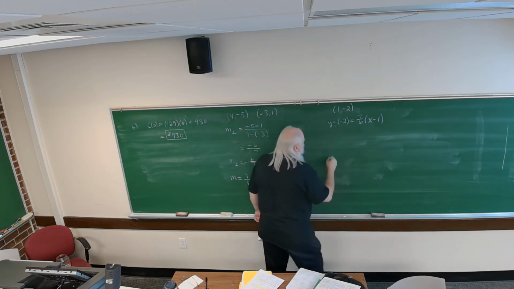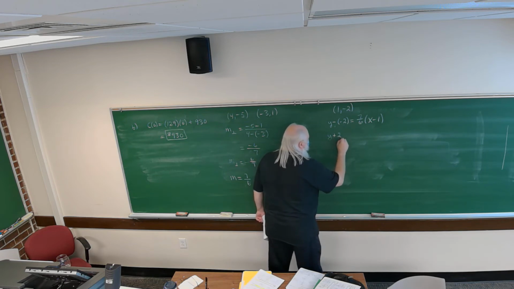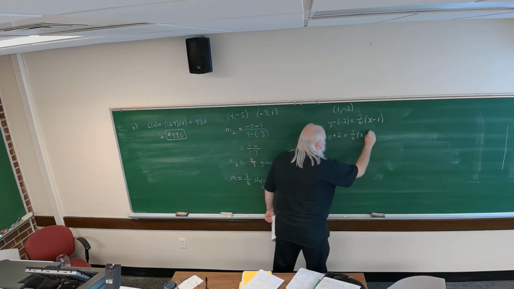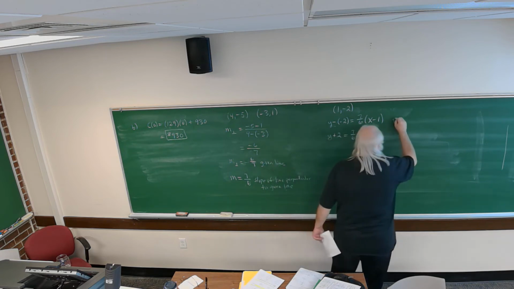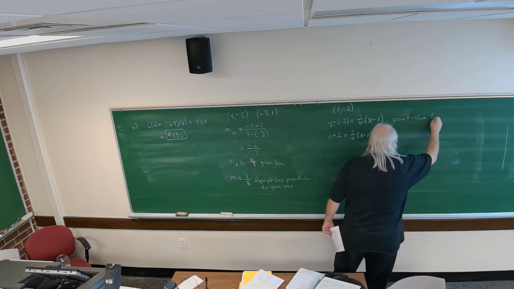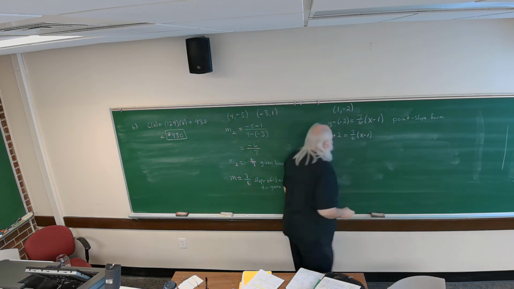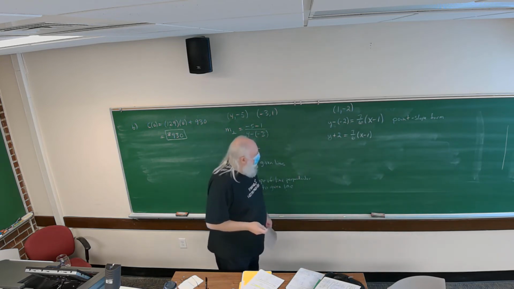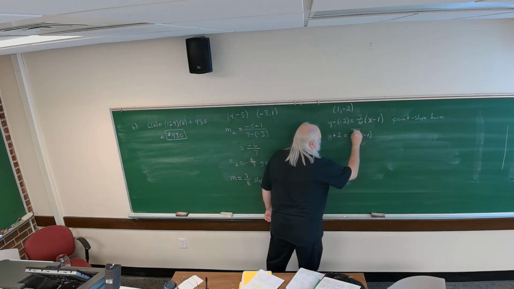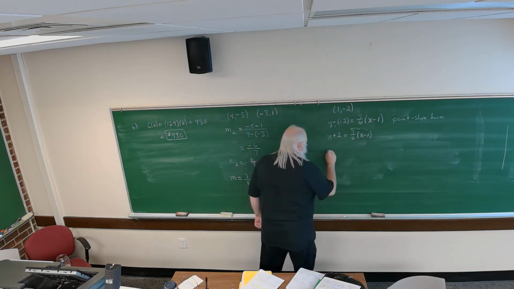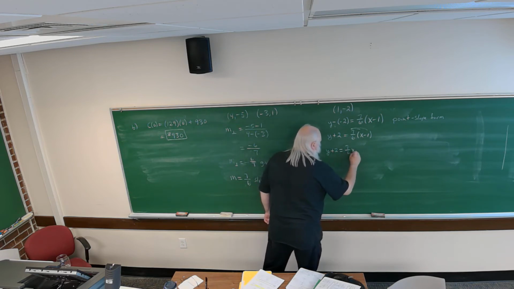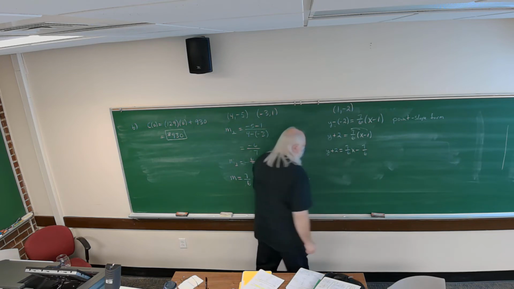Well, negative of negative 2, right, is equal to y plus 2. So let's make a note, this is point slope form for the equation of the line. And now we can distribute the 7/6 inside the parentheses. We have y plus 2 is equal to 7/6x minus 7/6.